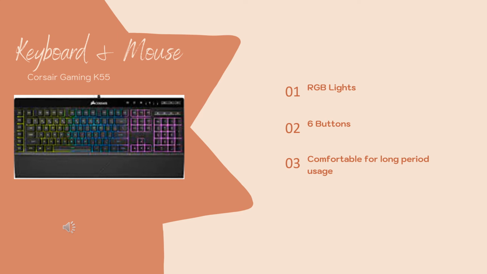And then he also needs keyboard and mouse. I suggest for him to choose this combo in order for him to save his budget. For the keyboard, I recommend Corsair Gaming K55. It has RGB lights, 6 buttons, and it is comfortable for long period usage.